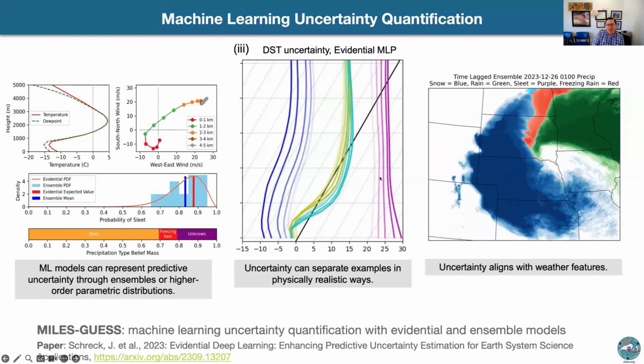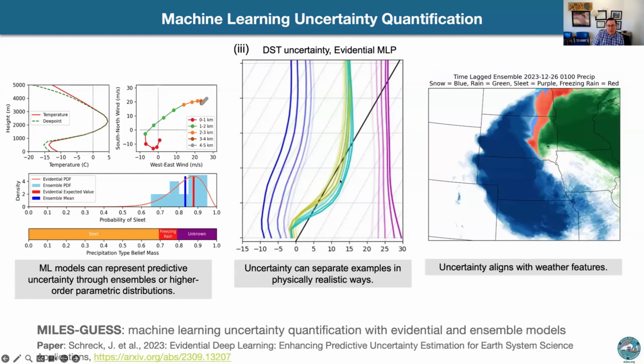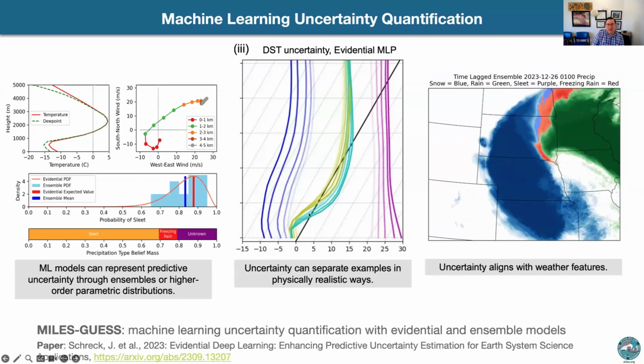So in this case, we can see with increasing uncertainty, the lighter colors point to basically situations where, in high uncertainty cases, we were closer to the freezing line, which makes a lot of sense. But also in terms of the structure of our sounding between the freezing rain and the sleet, we get very different predictions with small changes in temperature.